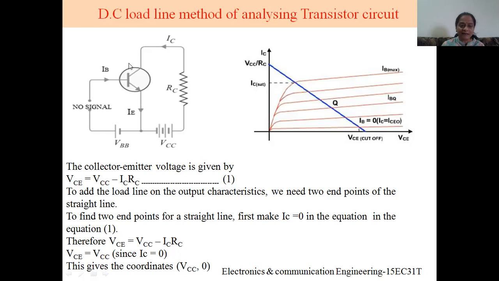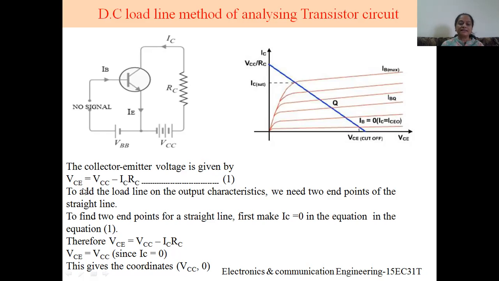In this diagram, if you consider the output circuit, because the DC load line is drawn on the output characteristics of a transistor. So consider this output circuit, which has collector current flowing. VCC is the bias voltage, and RC is the load resistor where we take the output. The collector emitter voltage VCE is given by VCC minus IC into RC. That is the current flowing through the resistor. This is the first equation.